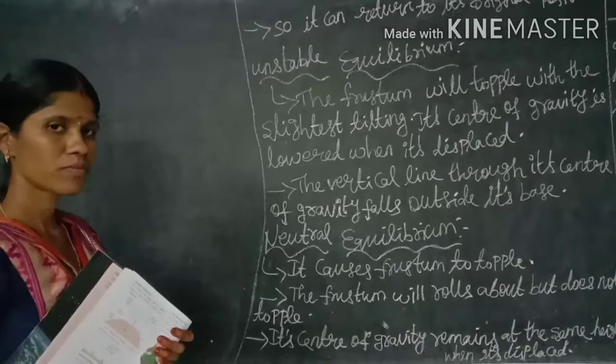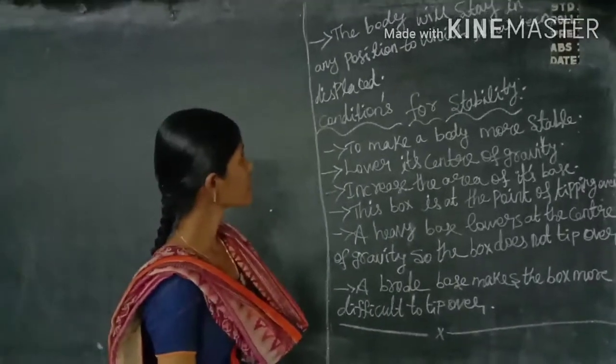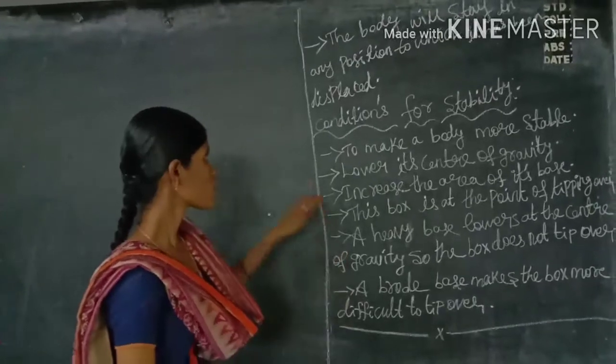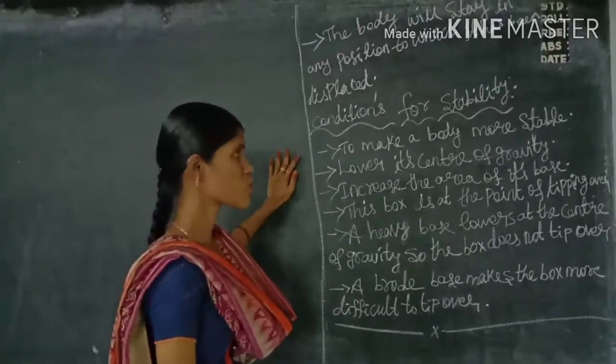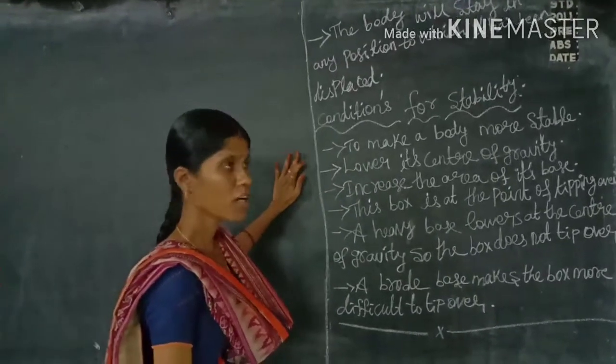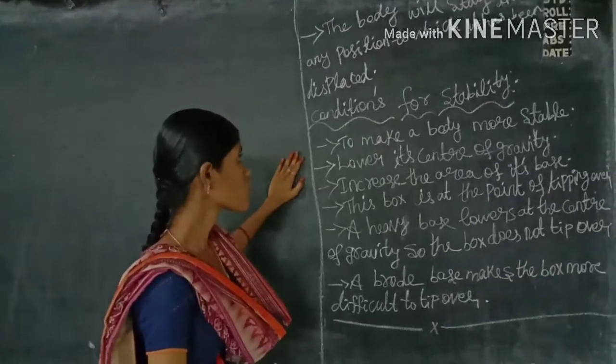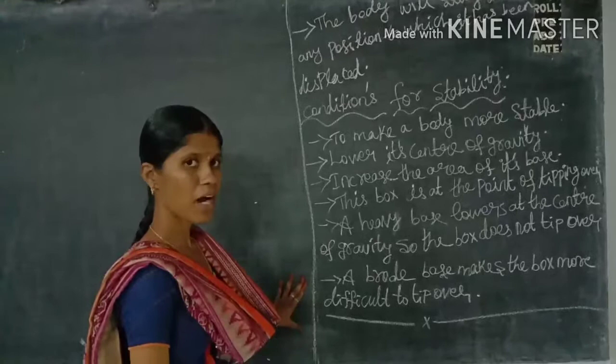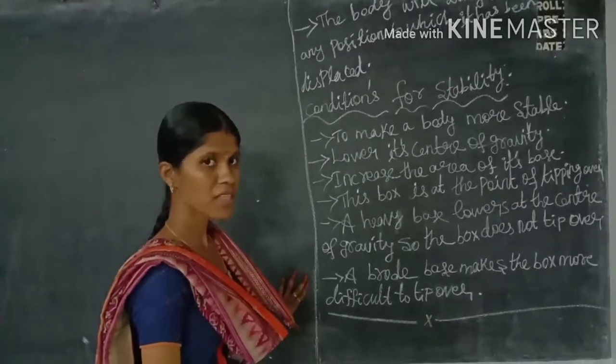Okay, next one is the body will stay in any position to which it has been displaced. Okay, so the next one is what means the condition for stability. So what are the different types of condition that is for stability? Okay, so these are the conditions to make a body more stable. More stable means a fixed one.